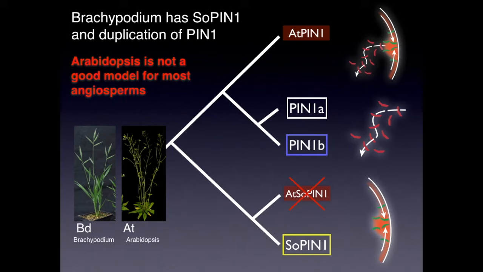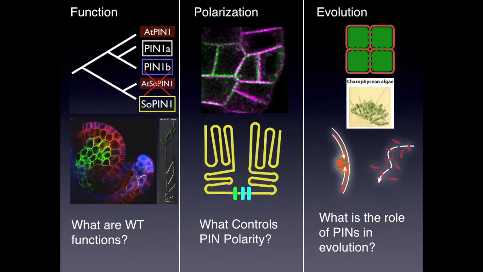Okay, so this is kind of the bread and butter for my lab's PIN work, and I do want to show you some of the directions that we're going with this, and they can sort of loosely be divided into these three categories. One is now that we have a model system that actually has these two clades, what are the wild type functions?